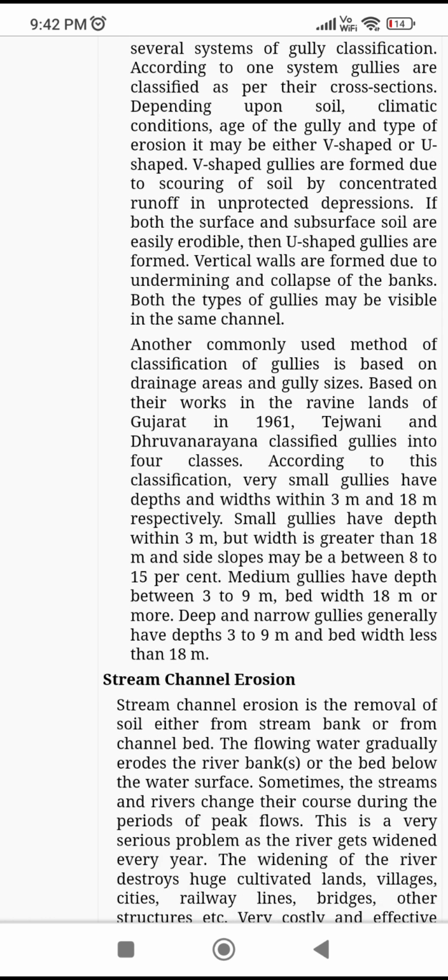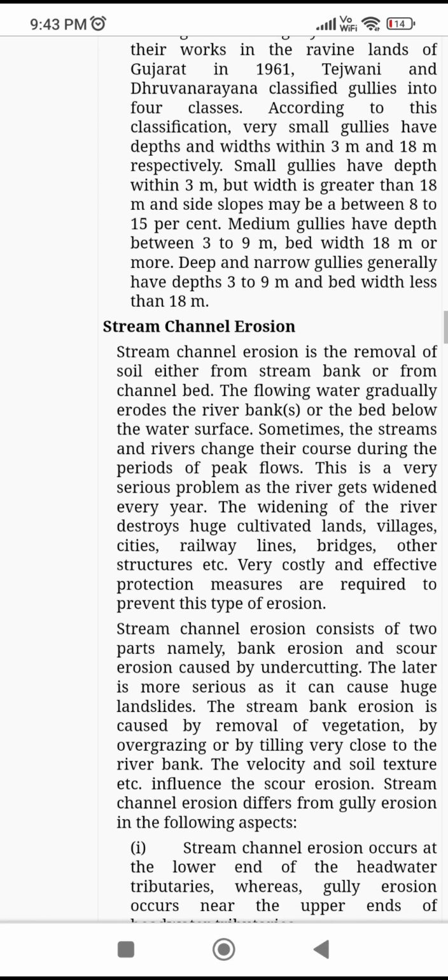Then one more classification is there. Very small gullies have depth and width within 3 meter and 18 meter respectively. Small gullies have depth within 3 meter but width greater than 18 meter, and side slope may be between 8 to 15%. Medium gullies have depth between 3 to 9 meter, bed width 18 meter or more. Deep and narrow gullies generally have depth 3 to 9 meter and bed width less than 18 meter. So remember this classification.